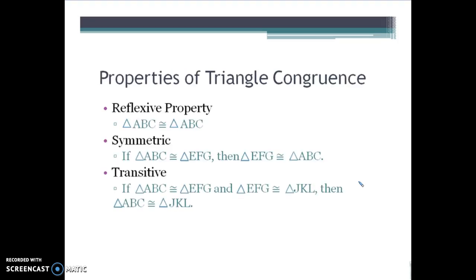A couple properties of triangle congruence. First, we have the reflexive property. This will be the one that we probably use the most, and all it says is that triangle ABC is congruent to itself. Right? So when something is congruent to itself, that's the reflexive property.